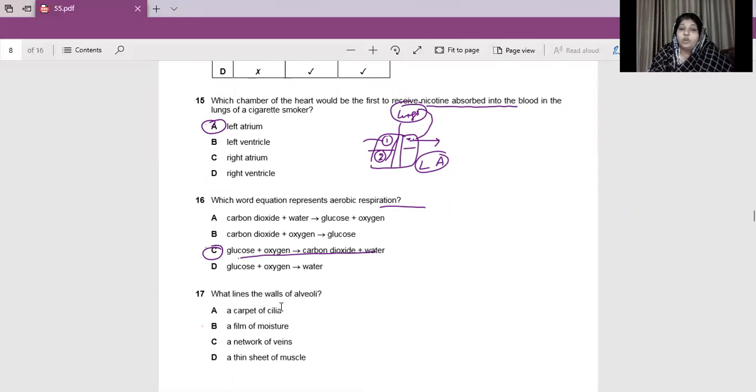What lines the wall of alveoli? Alveoli are one cell thick. Cilia are not present. Blood vessels are in the surrounding. A thin sheet of muscle, they are single cell. A film of moisture is there, and this moisture helps the diffusion of gases fastest.